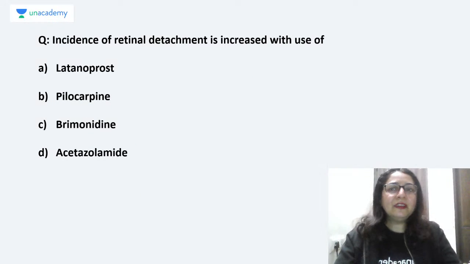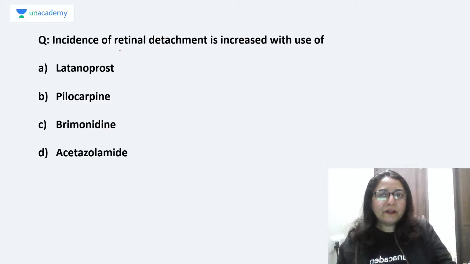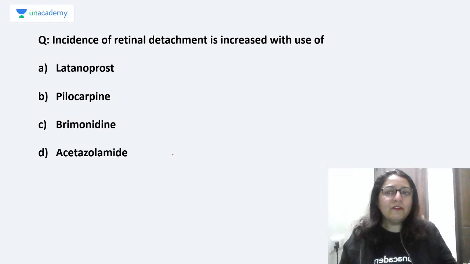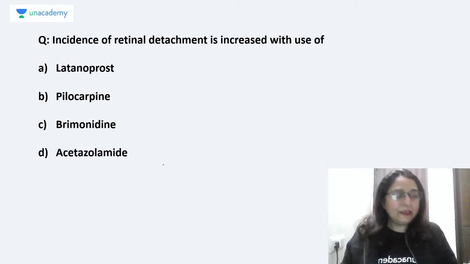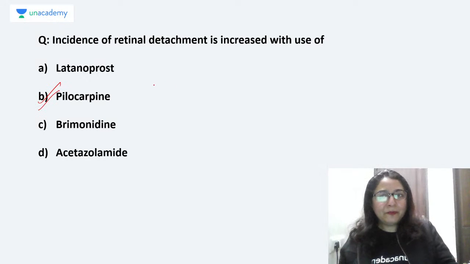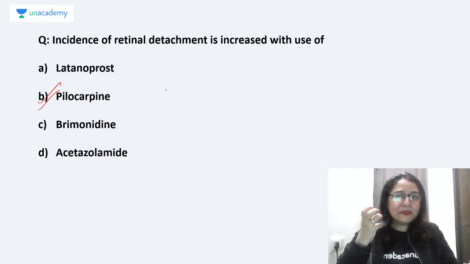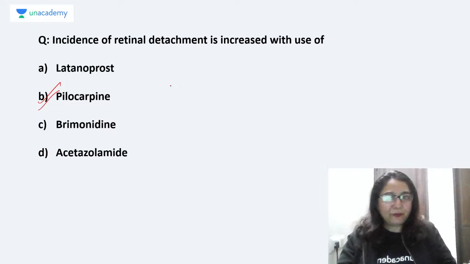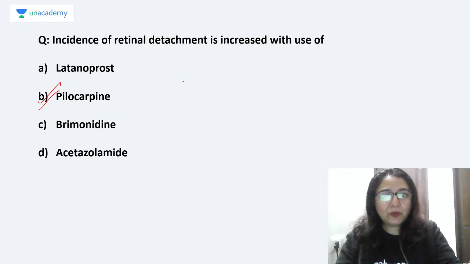Okay, second last question. Incidence of retinal detachment is increased with the use of latanoprost, pilocarpine, brimonidine, acetazolamide. Yes, friends, what is your answer for this? Increased risk of retinal detachment. Which antiglaucoma drug causes that? Yes, perfect. Pilocarpine, because pilocarpine causes ciliary muscle spasm, due to which there is increased chance of retinal detachment. So this is typically associated with pilocarpine.